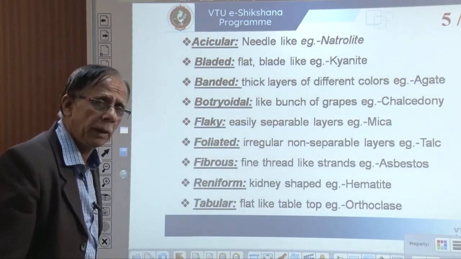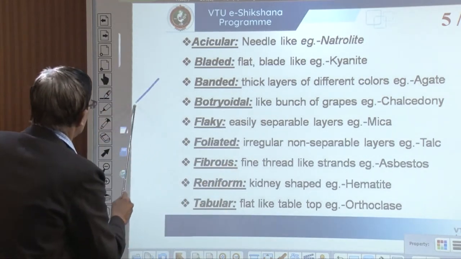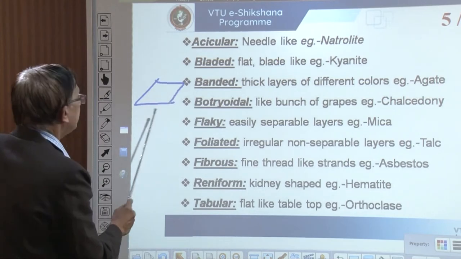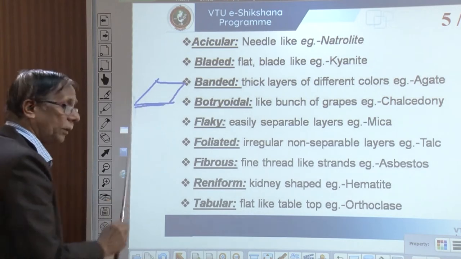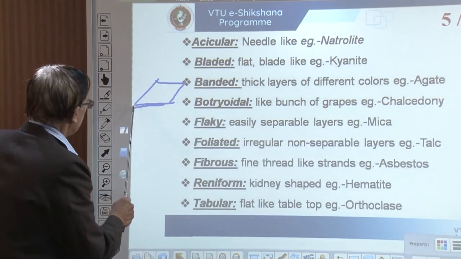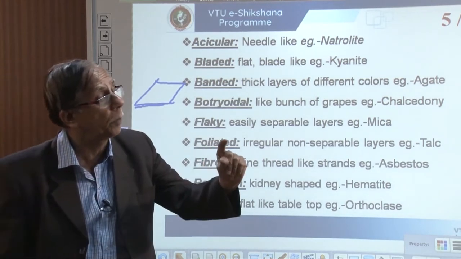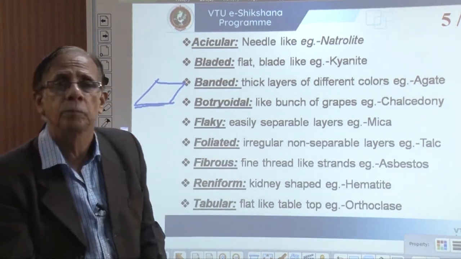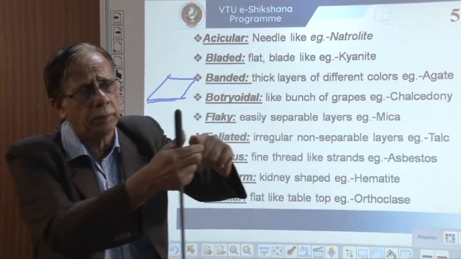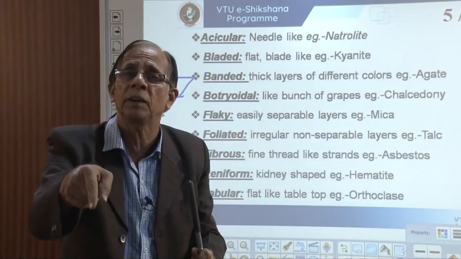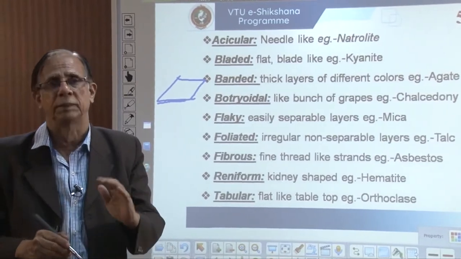Bladed, what do you mean by blade? A blade is flat, very thin, broad, rectangular shape. If you take a bundle of blades and touch the edges, they do not cut our finger, but one single blade, if you touch its edge, can cut our finger. That property we call bladed.